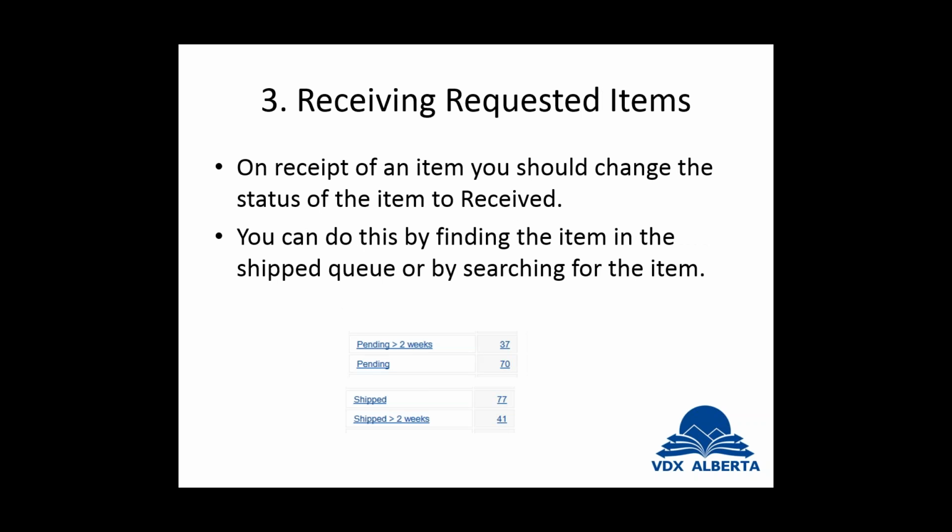So the item has been shipped and you receive it either in government courier or in the mail. You need to receive the request. You can do this by going into your work queue and scrolling down to the bottom or partway down, and you can either select it in shipped queue, shipped greater than 2 weeks, or you can search for it in the ILL request search page. So that's where they should be. Sometimes if it hasn't been marked shipped, but they did ship it, you'll have to find it in pending.